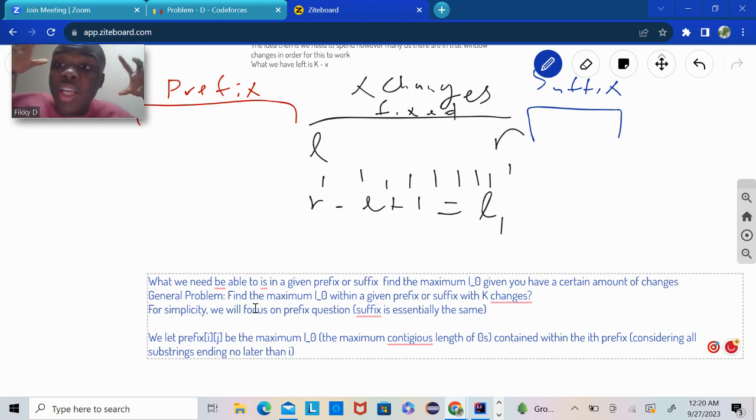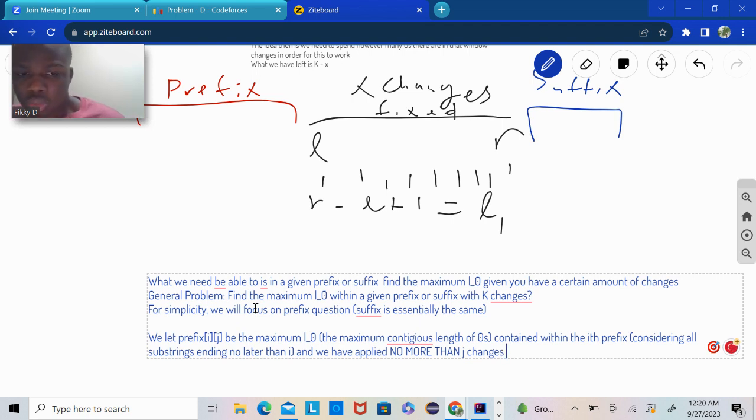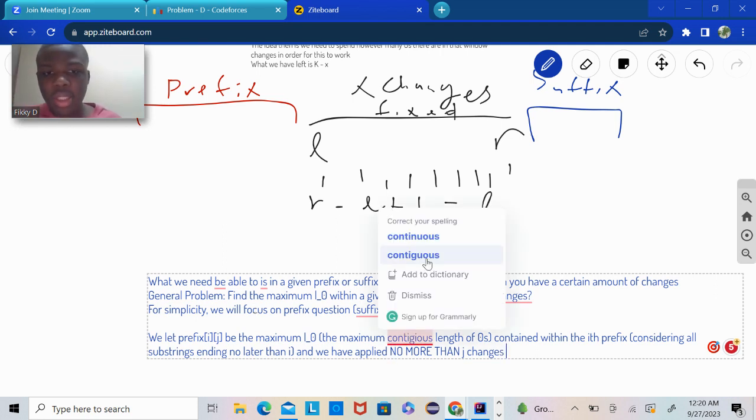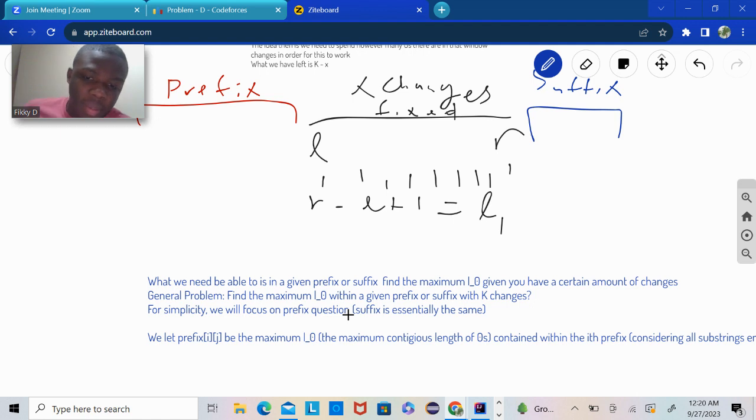So we let, because this is what ultimately, you don't have to think about this. This is ultimately what we want to find, and we have applied no more than j changes. This is ultimately what we want to do. This is the general problem that we reduce it down to: find the maximum L0 within a given prefix or suffix, given that you have k changes.